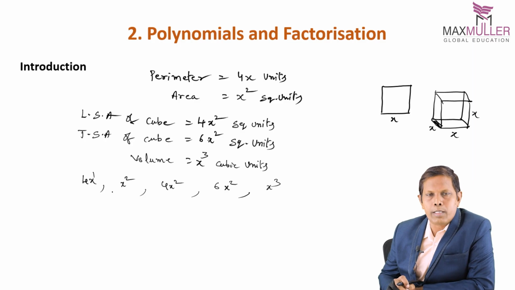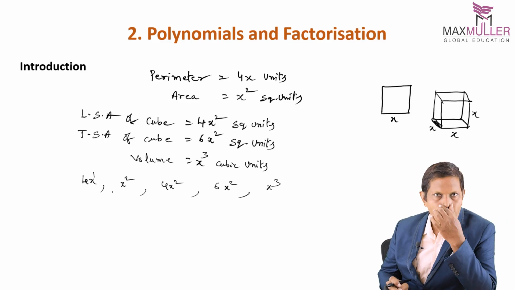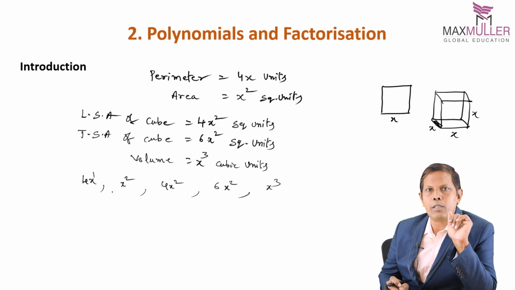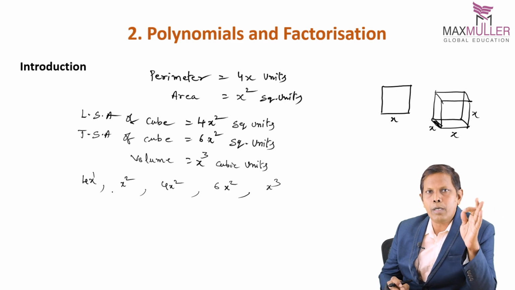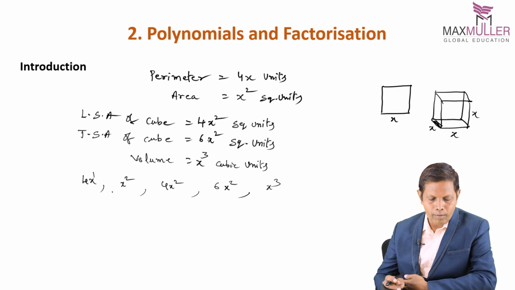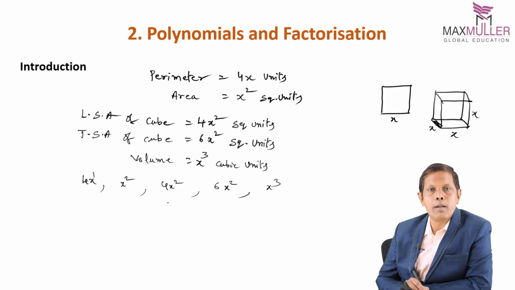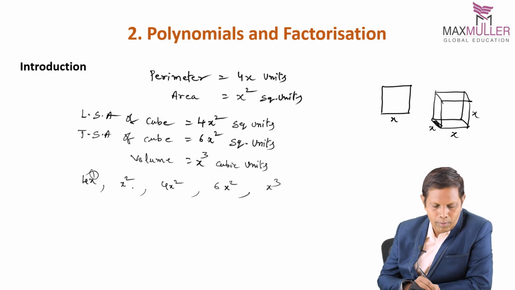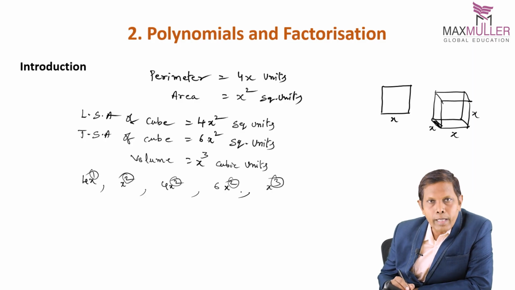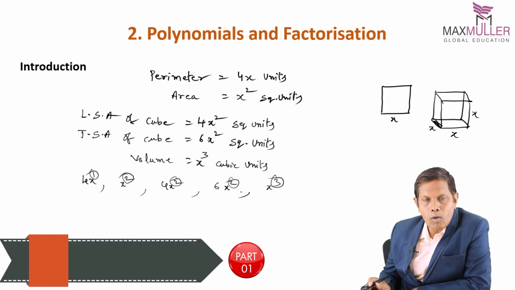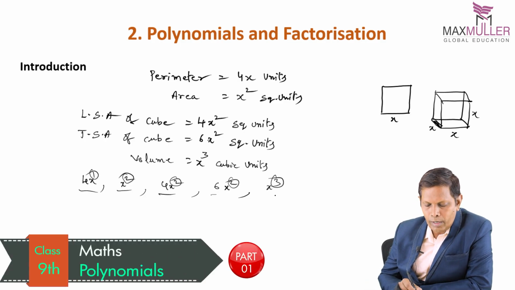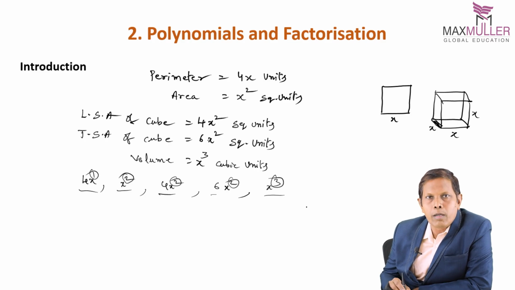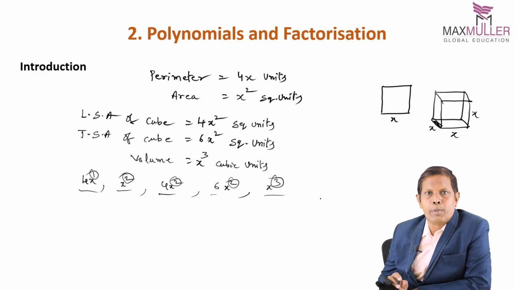Power and index are both the same. The coefficient is the number before the variable. Base, coefficient, index, you know that very well. Here the coefficients are 4, 1, 4 and so on. Those are all constants. Concentrate only on the variable powers: here 2, 1, 2, 2 and 3. Each of these terms is said to be an algebraic expression.